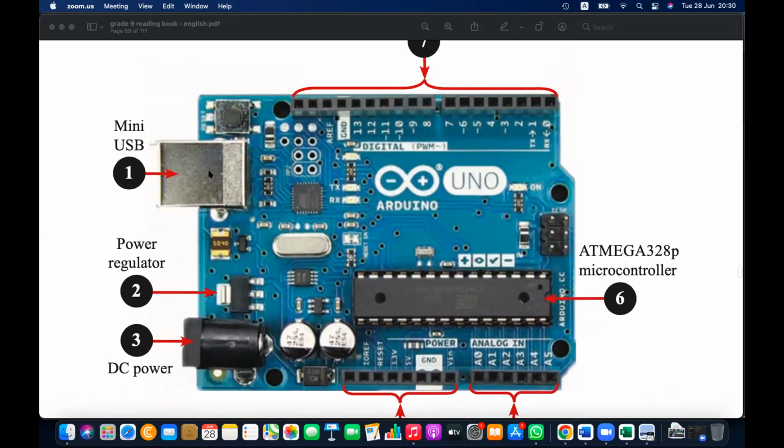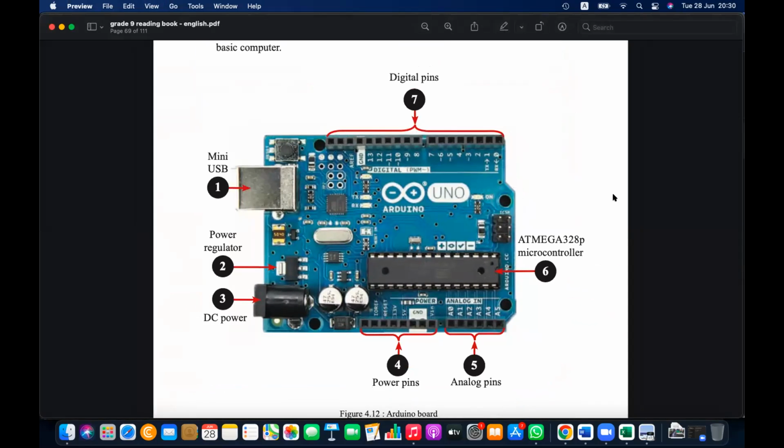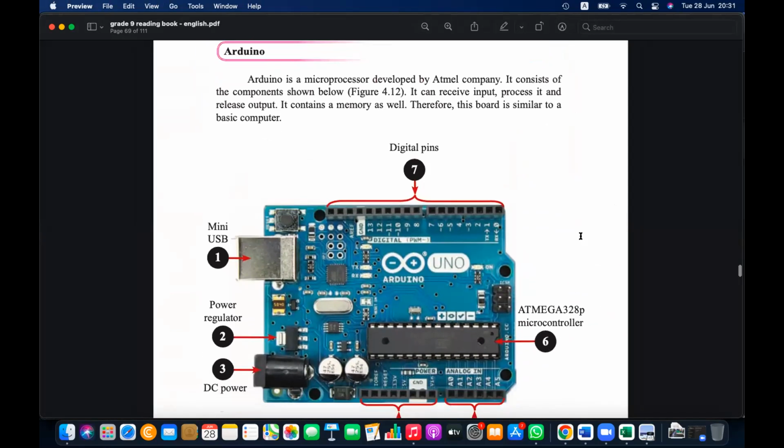So this is the overview of the Arduino, and it uses the ATmega 328P chip or microcontroller. It has a memory, it has a processing power, and also the volatile, non-volatile memory parts. So all these things are there in this ATmega 328P. That is a microcontroller. Okay, I think you have a good idea now about this.